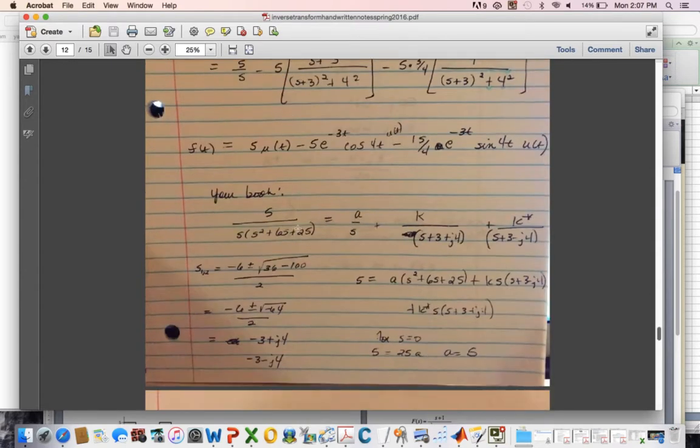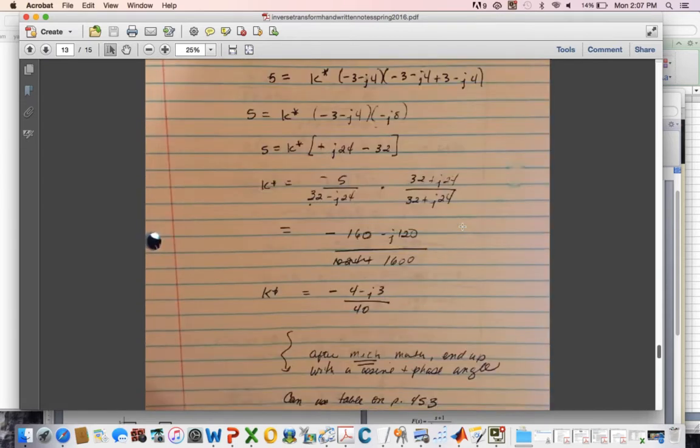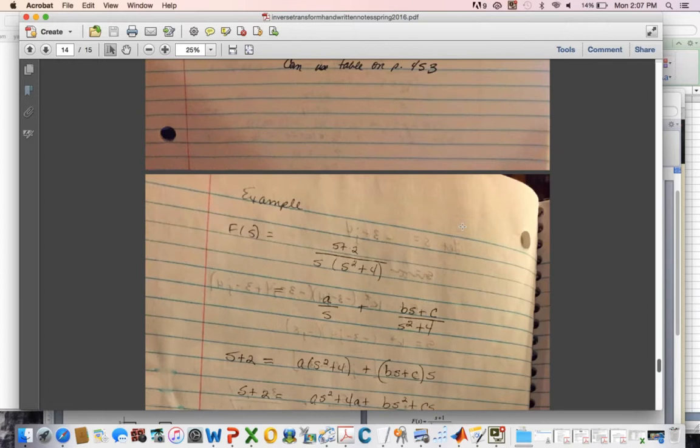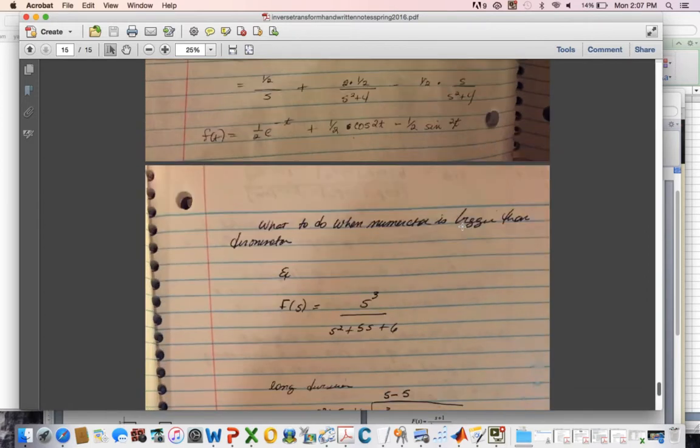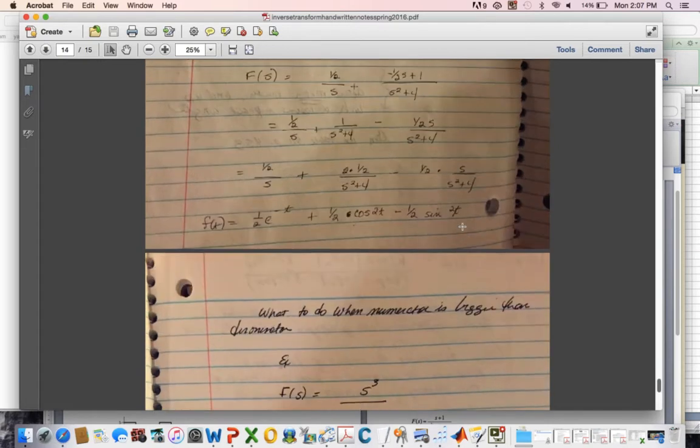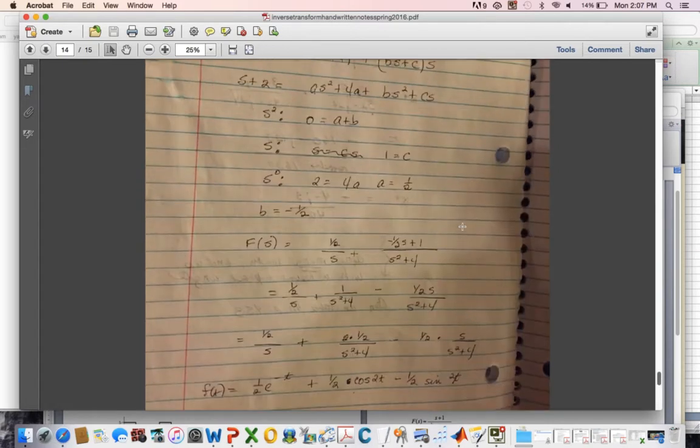There is another way to do that. You can actually break that up into complex terms and complex roots, but most of those are not given in the table, so it's highly advised to try to complete the square. All right, I want to skip on down.